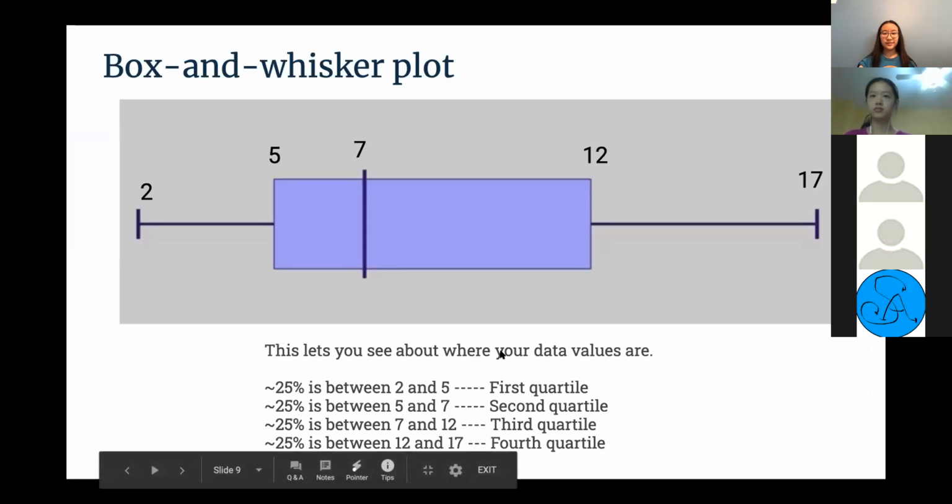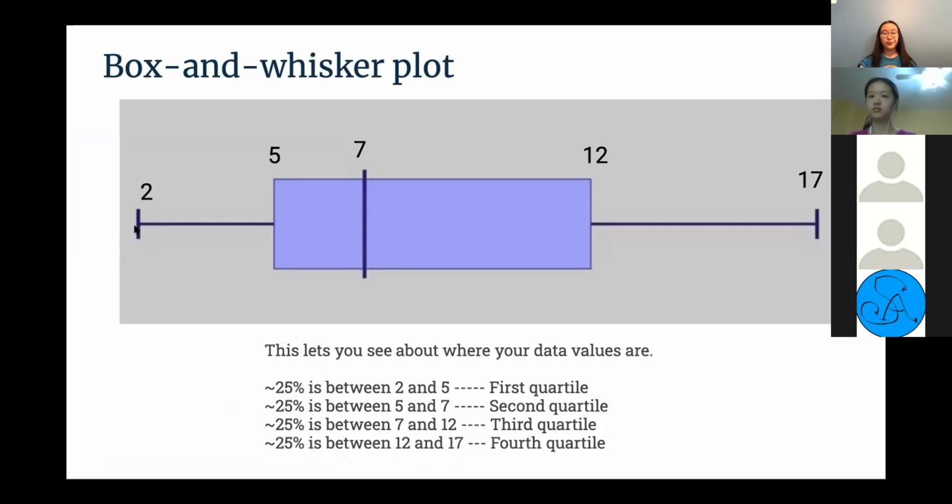So this lets you see where your data values are. About 25% of the values will fall in between 2 and 5, which is known as the first quartile. Another 25% would be between 5 and 7, or the second quartile. Another between 7 and 12, third quartile. And then the fourth quartile is between 12 and 17.